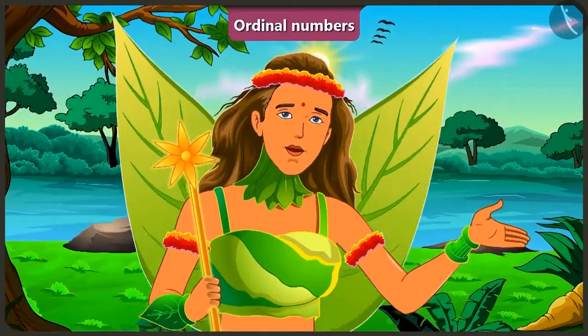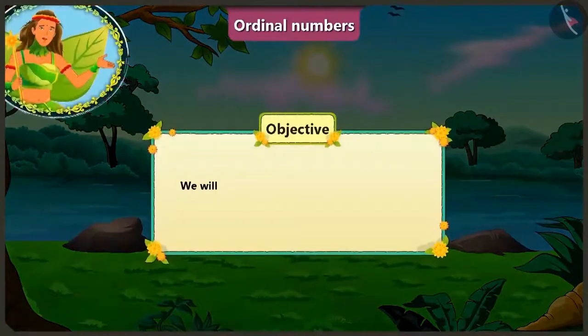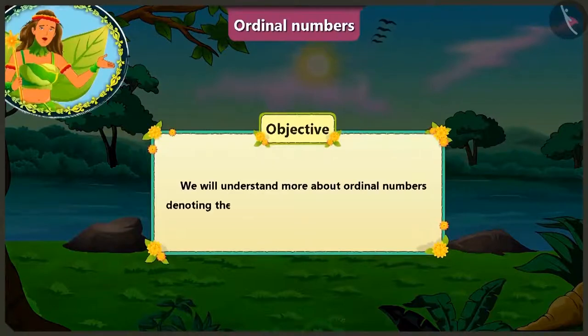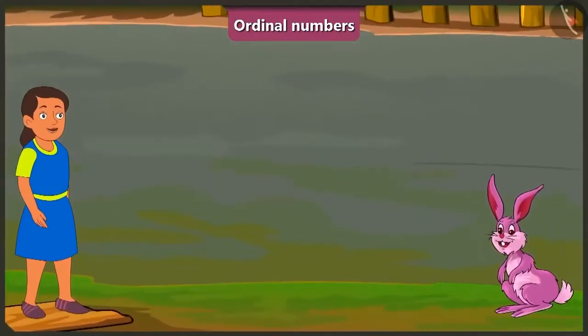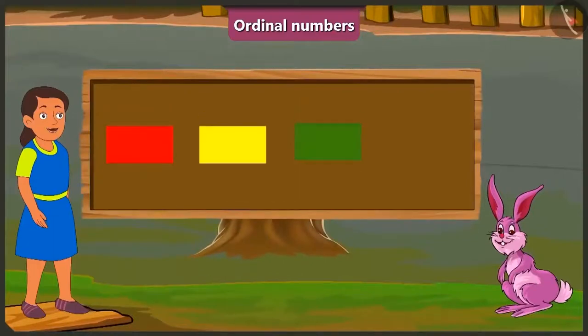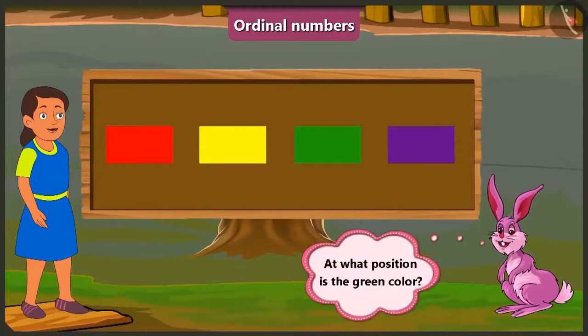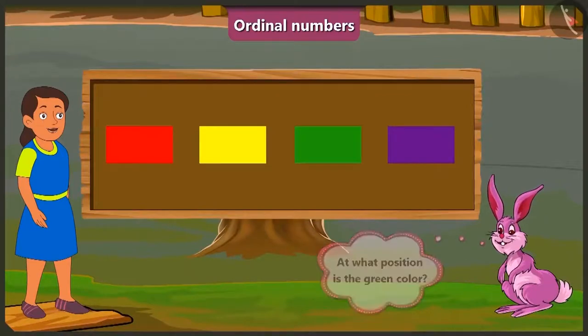Children, in this video, we will understand more about ordinal numbers denoting the sequence of things with the help of some interesting examples. Look here, Bubbly. Some colors are given here. Can you tell at what position is green?